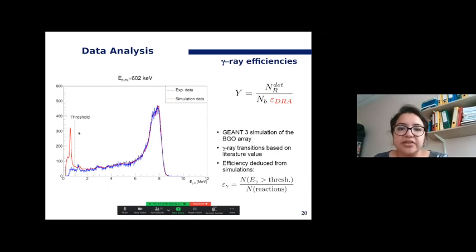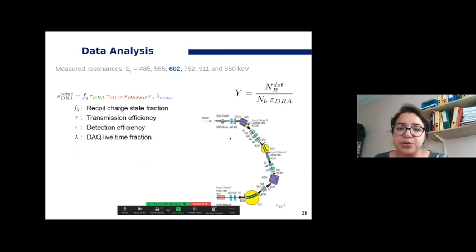A threshold is then chosen and set for the rest of the analysis. And the efficiency is the fraction of the simulated gamma events with an energy above the threshold over the total number of simulated reactions. The recoil transmission through DRAGON is also estimated from the GEANT3 simulation. For the charge state, the charge state should be measured experimentally, but we are still waiting for some phosphorus-31 beam time. Meanwhile, the fraction is estimated with the semi-empirical formula fitted with different beams and energies.